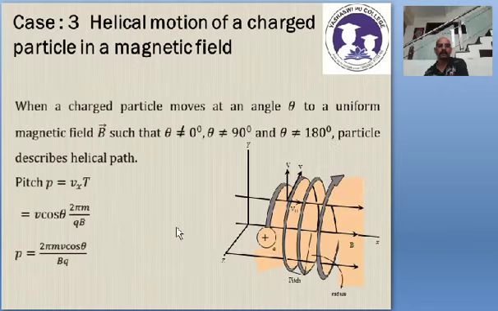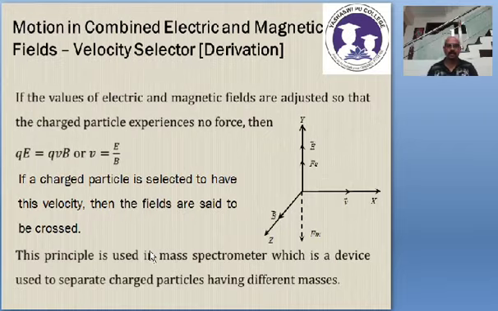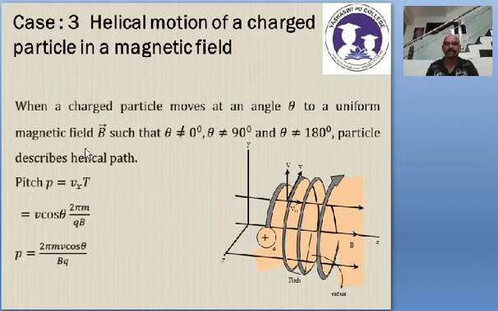Yes. Now case 3, observe dear students, the case 3. The case 3 is very important. Helical motion of a charged particle in a magnetic field. Case 1, when the charge is moving parallel or anti-parallel, you know that the force experienced is 0. Case 2, when the charge is moving perpendicular to the magnetic field, theta is 90, the charged particle experiences maximum magnetic force, and therefore it will go in a circular path, and the centripetal force required for that circular motion is provided by that, and R is equal to mv by qB, and frequency, time period, everything you know.